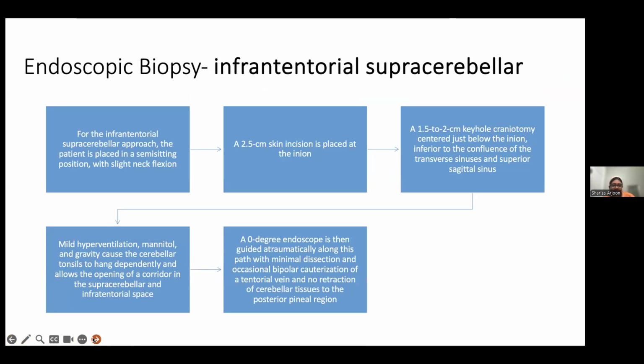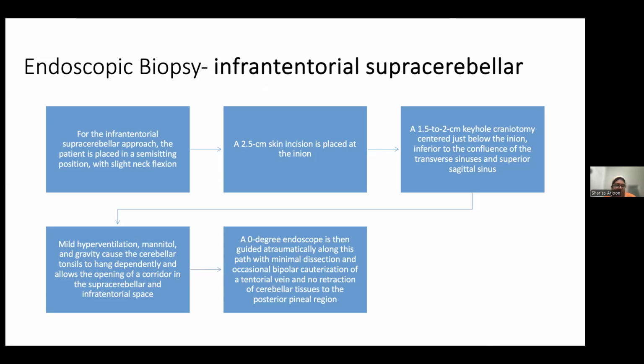So for the infratentorial supracerebellar endoscopic biopsy approach, the patient is placed in a semi-sitting position with slight neck flexion, and a 2.5 centimeter skin incision is placed at the inion. A 1.5 to 2 centimeter keyhole craniotomy is centered just below the inion, inferior to the confluence of the transverse sinus and the superior sagittal sinus.